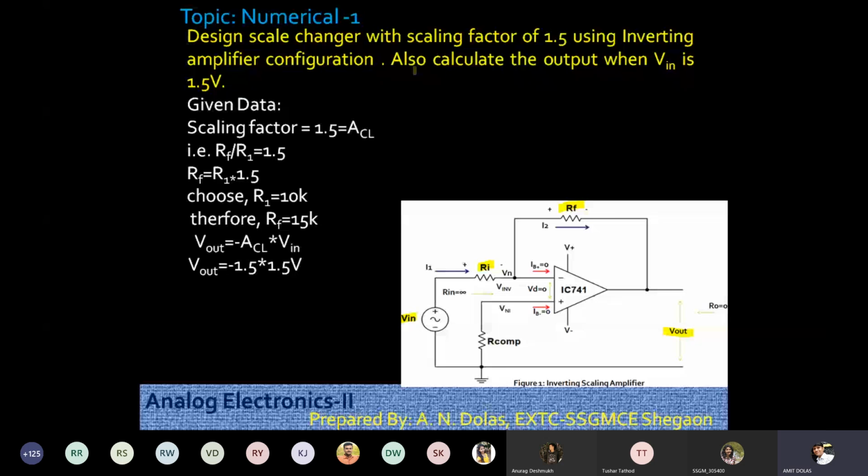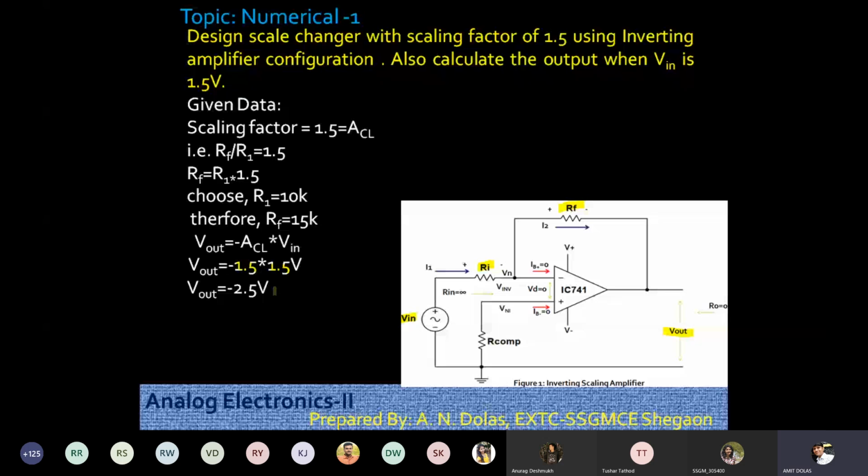In the second statement of the problem, also calculate the output when Vin is 1.5. So 1.5 is the scaling factor, another 1.5 is the input voltage. Multiplying those together, we get output voltage equal to minus 2.25 volt, where the minus sign shows that output and input have a relationship of 180 degrees out of phase. So this is the simple solution for 7 to 8 marks.